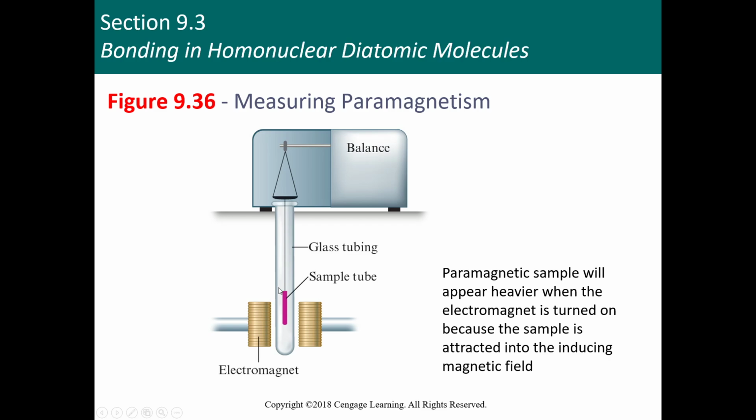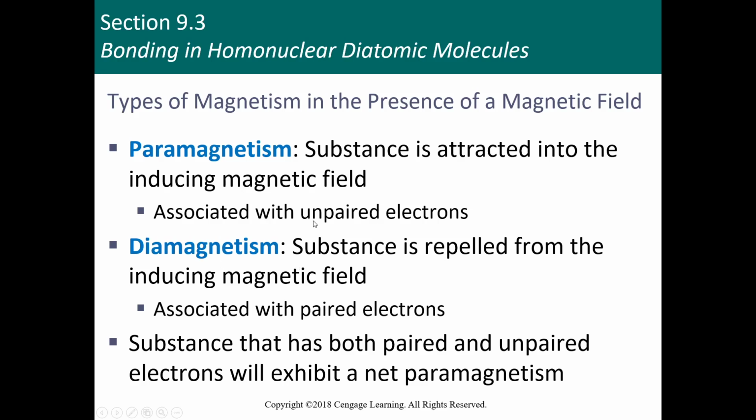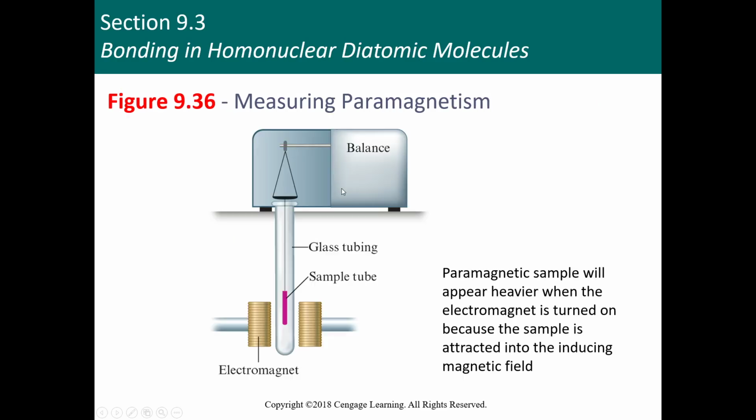Okay? And so what you're looking for is, when you turn this electromagnetic field on, if it's exhibiting paramagnetism, it's going to get pulled into the inducing magnetic field. So this tube will get pulled down into this magnetic field. If it is diamagnetic, it's actually going to get pushed up. And so that would measure how paramagnetic it is and whether it is paramagnetic or not.